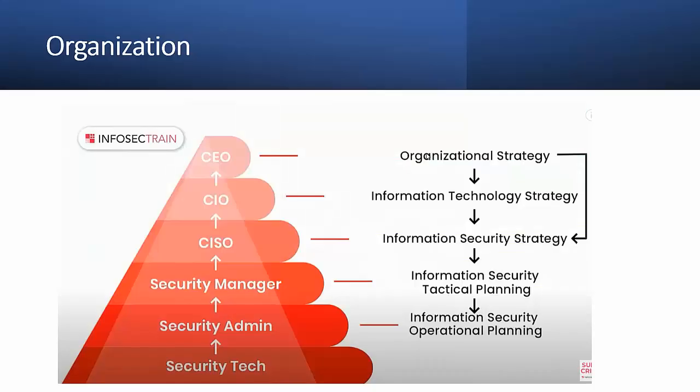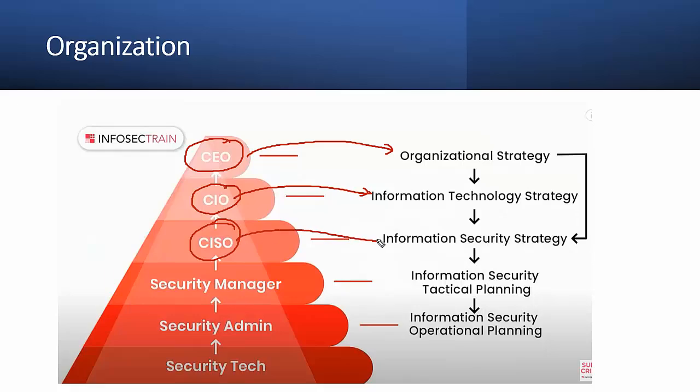If you go by the reference, this is the hierarchy we have in the organization, because governance is supported by the organization structure. Good governance is driven by good organization structure. Here we have a CEO. The CEO is responsible for creating the organization strategy. Based on that, the CIO creates the IT strategy. Based on that, the CISO creates the information security strategy. Then we have a security manager who creates a tactical plan. Then we have a security admin who implements the plan, and technical staff who support things.